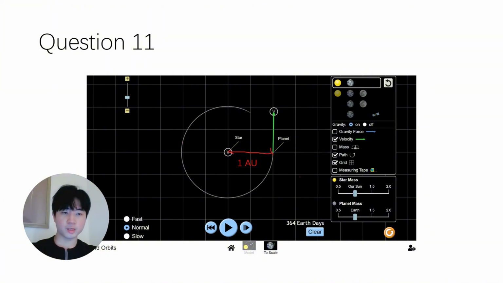Next, for question 11, we use the two key options to design planet simulations and turn on all the settings. With a grid, the distance between each of the markings is defined as one astronomical unit, which is called 1 AU. This is the average distance from the Earth to the Sun, and it is our basic unit for measuring distance in the solar system.